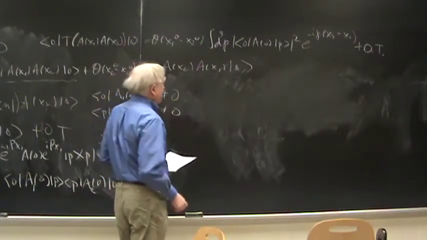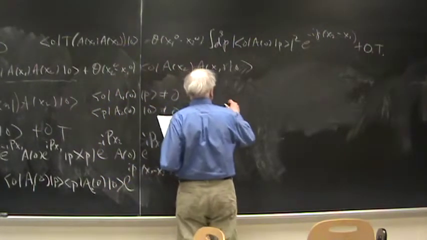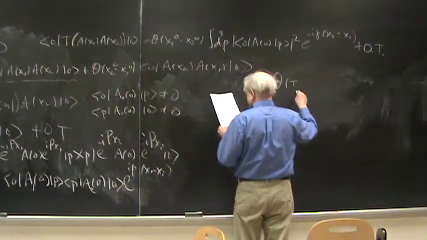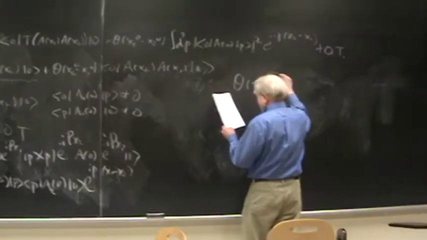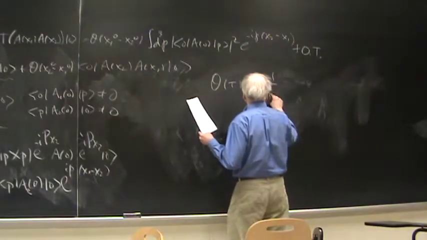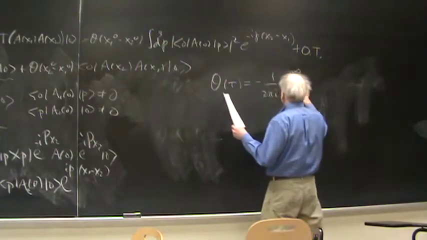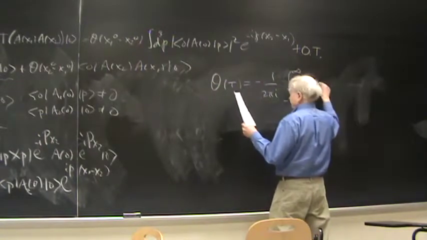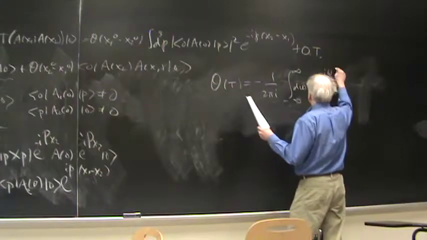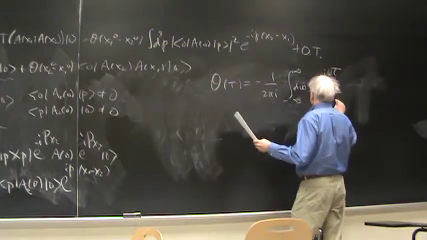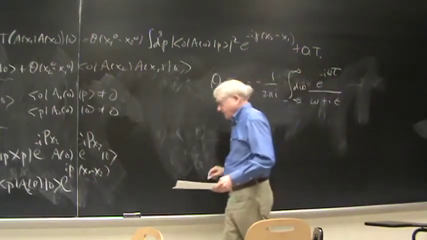Now, we're not going to drop the theta function entirely, and in fact we're going to use the fact that theta of tau is minus 1 over 2 pi i, integral from minus infinity to plus infinity d omega, e to the minus i omega tau over omega plus i epsilon.